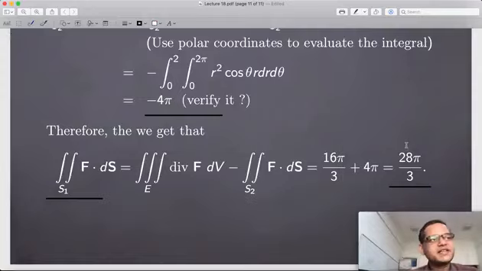But you have to be careful that if you don't have a closed surface, then you have to make it closed first in order to apply the divergence theorem, for example.